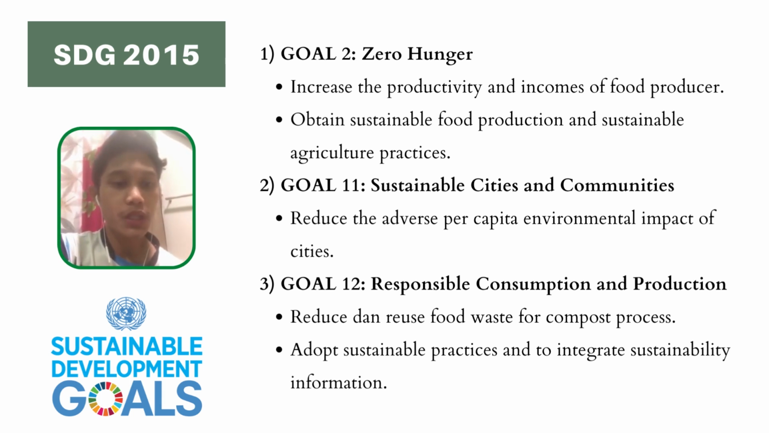And also we obtain sustainable food production and sustainable agriculture practice, which is the method that we use, anaerobic composter. So for the next goal, Goal 11, we reduce the adverse per capita environmental impacts of cities, where we reduce the waste management, especially the food waste in our community.